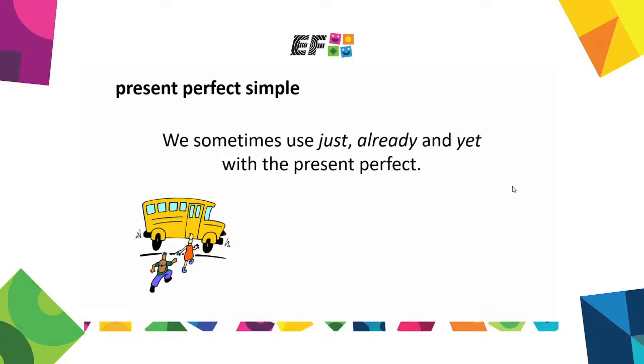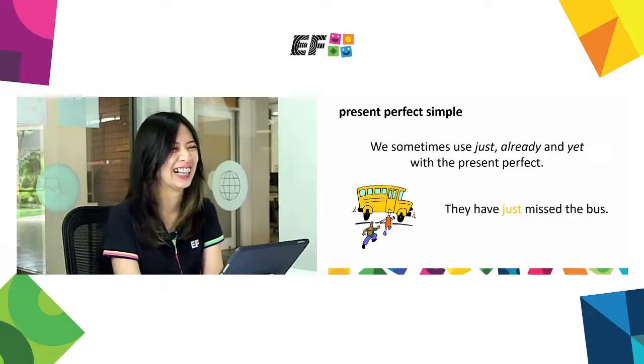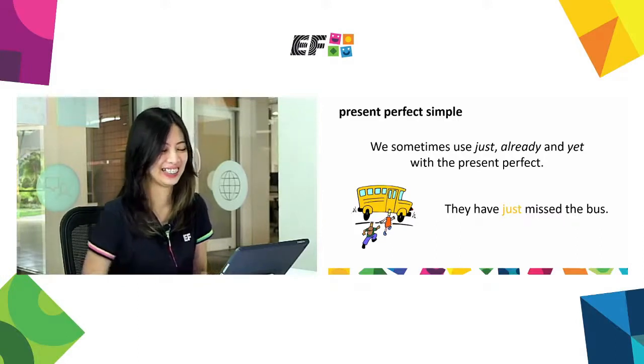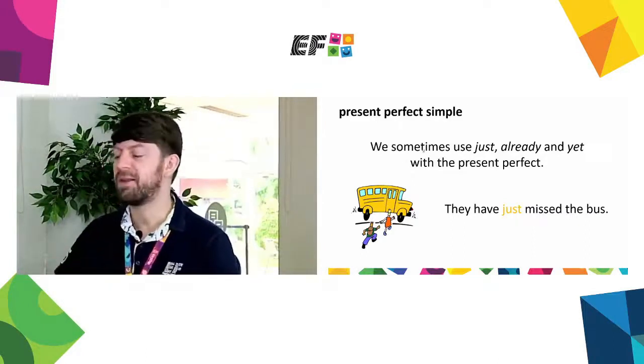Now here, we can see a picture. Now, what do you think they have just done, Miss Vicky? I think they missed the bus. Okay, so we say they have missed the bus, or we could say they have just missed the bus. Oh, okay. So we can add just before the verb three. Just in Bahasa? Barusan. Kami barusan ketinggalan bus. So this one, using just is the same as maybe barusan.